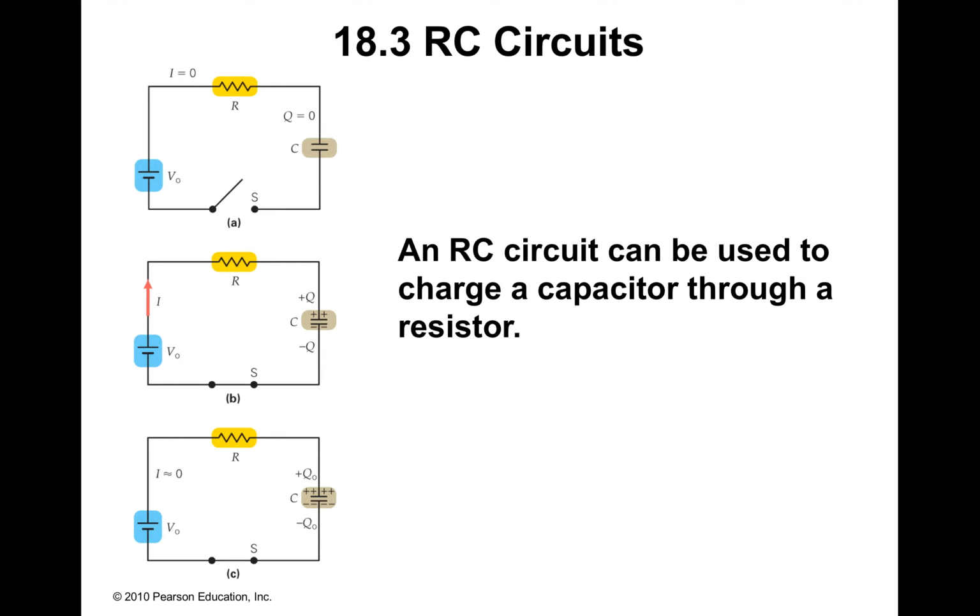So anyway, here we go. Notice this is an RC circuit. This is a direct current, direct voltage. So it's a direct current. We'll get into alternating current in chapter 20. But anyway, here we go.